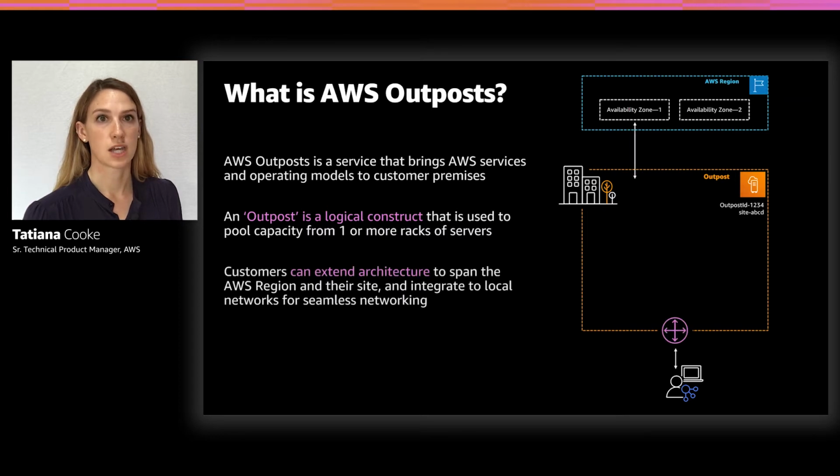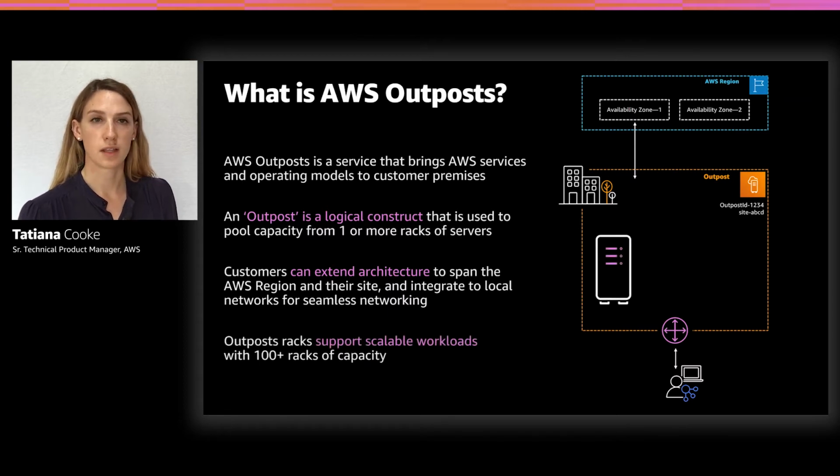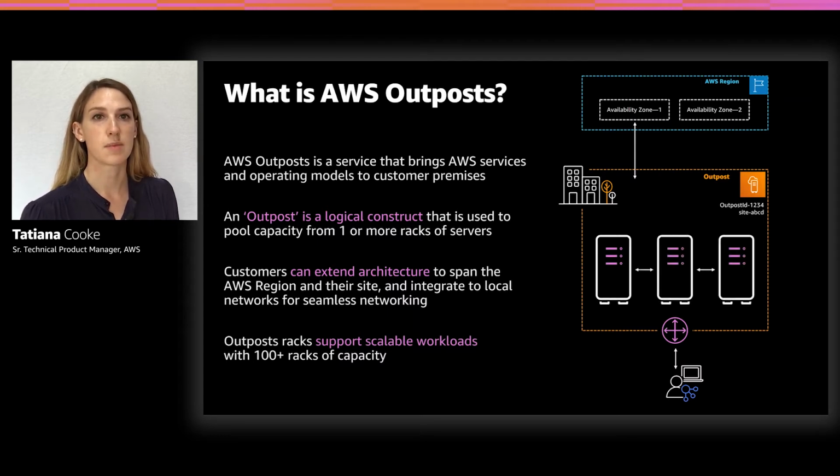Customers can extend architecture to span the AWS region and their site, and use Amazon Virtual Private Cloud networking to securely send signal between local and regional workloads. Outposts also include a local gateway, which integrates the outpost to their local network to send and receive signal with low latency for seamless networking with on-premises data sources. Outpost racks support scalable workloads, so you can start with a single rack and scale to more than 100 racks of capacity within the same outpost pool for simple management.